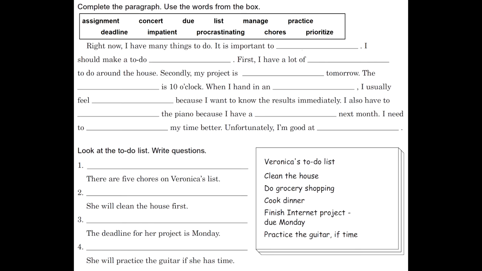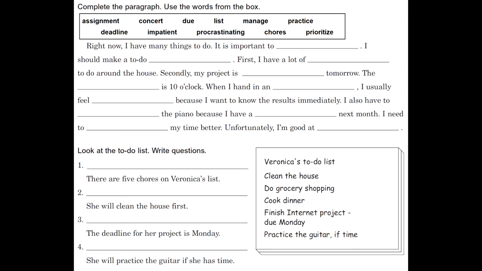Number 3, the answer is the deadline for her project is Monday. So we can ask, when is the deadline for her project? Or we can also ask, what day is the deadline for her project?